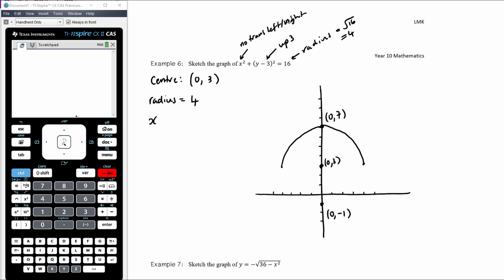We're going to cross the x-axis, so we let y equal 0. So x squared plus (0 minus 3) squared equals 16. Negative 3 all squared is 9. So x squared is 7, so x is plus or minus root 7. Root 7 is somewhere between 2 and 3.